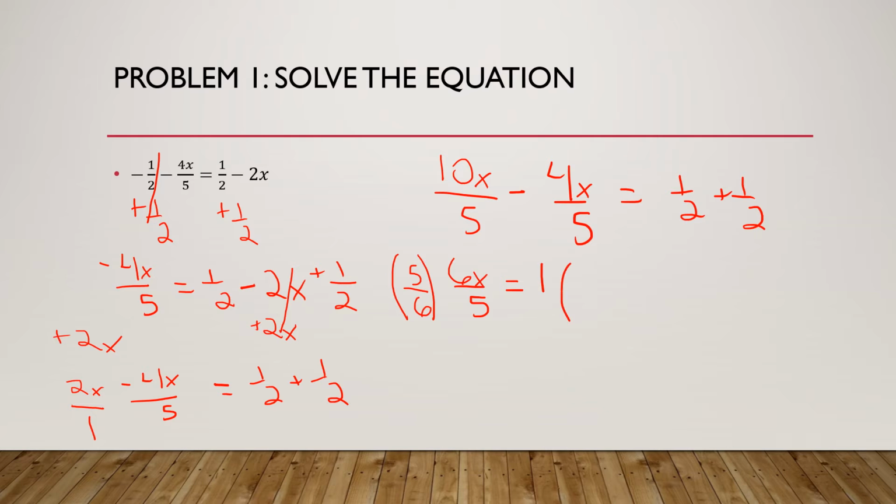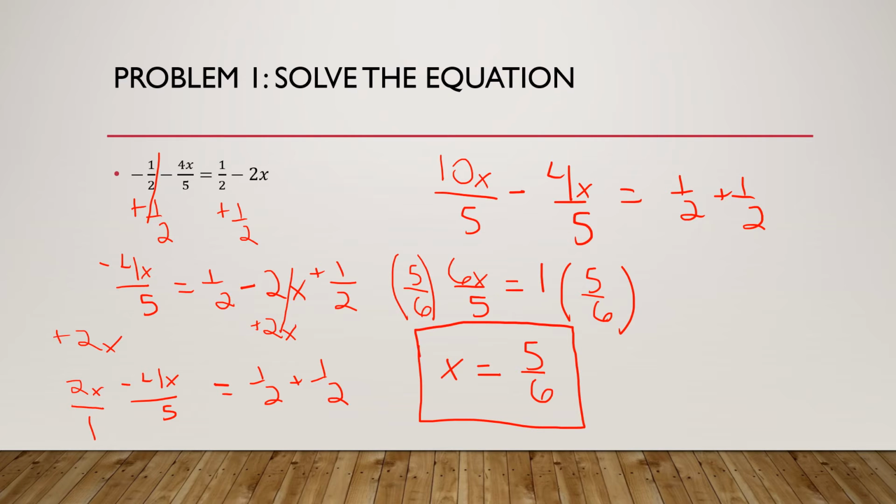Alright, what you do to one side of the equal sign, remember you're going to do to the opposite side of the equal sign. Alright, so when we multiply 5 over 6 times 6 over 5, we're going to get x because it cancels out. And that's going to equal 5 over 6 times 1, which is 5 over 6. So our final answer is x equals 5 over 6. Alright, let's move on to the next problem.